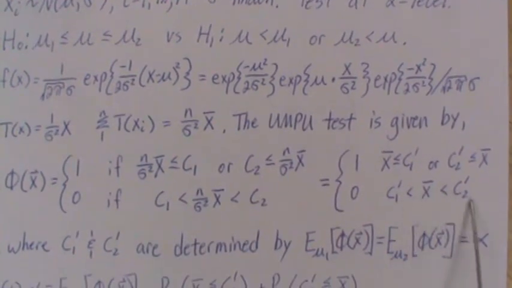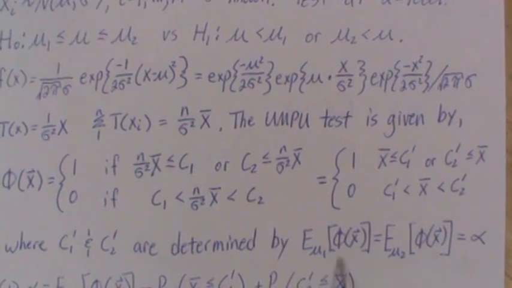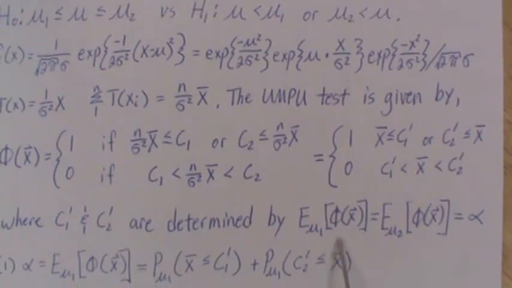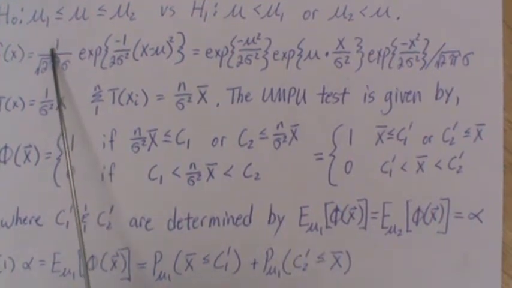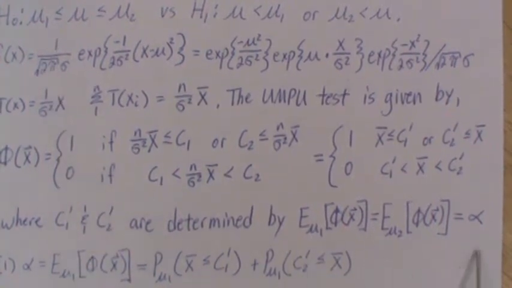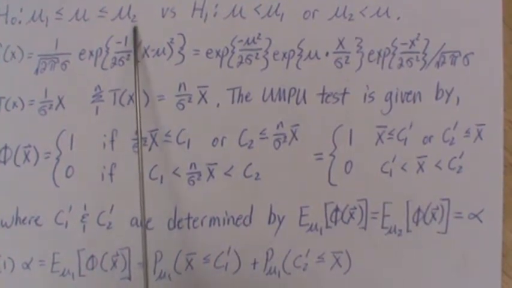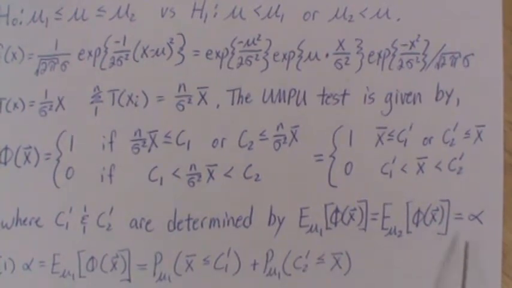Now C1 prime and C2 prime are determined by these two equations. It looks like one, but it's really two. The first one is that the expected value of the test function, assuming that mu1 is the true value, is alpha. And then the second equation is that the expected value of the test function, assuming that mu2 is the correct value, is alpha.